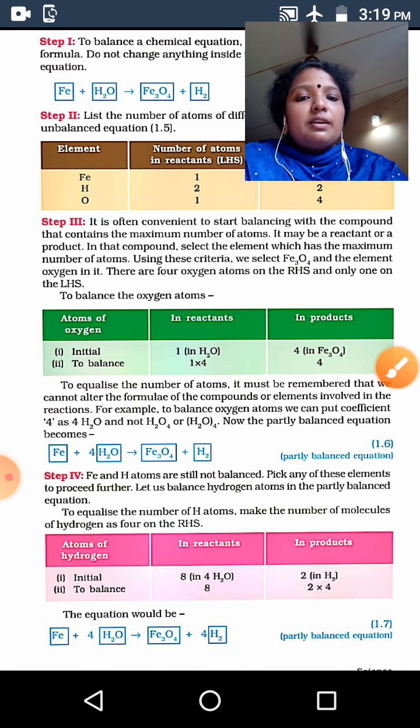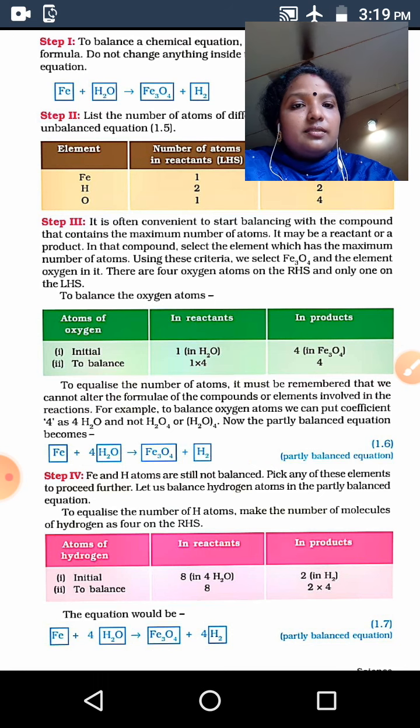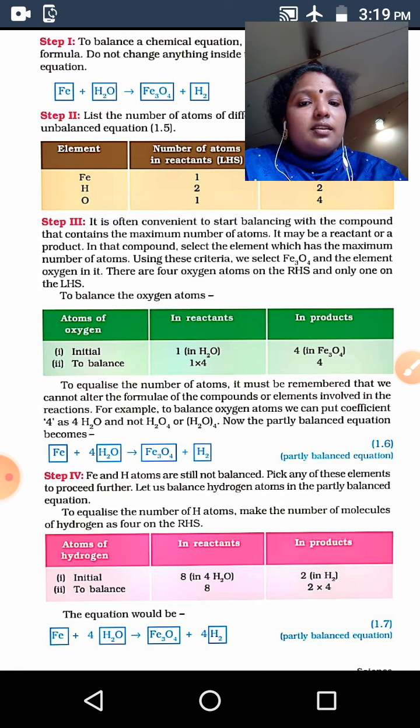From this equation, iron in the reactant side is 1 and in the product side is 3, so it is unbalanced. Hydrogen in the reactant side will become 8 and in the product side is 2. That is also unbalanced. Oxygen in the reactant side is 4 and in the product side is 4. So oxygen is balanced here, but the iron and hydrogen are not balanced.